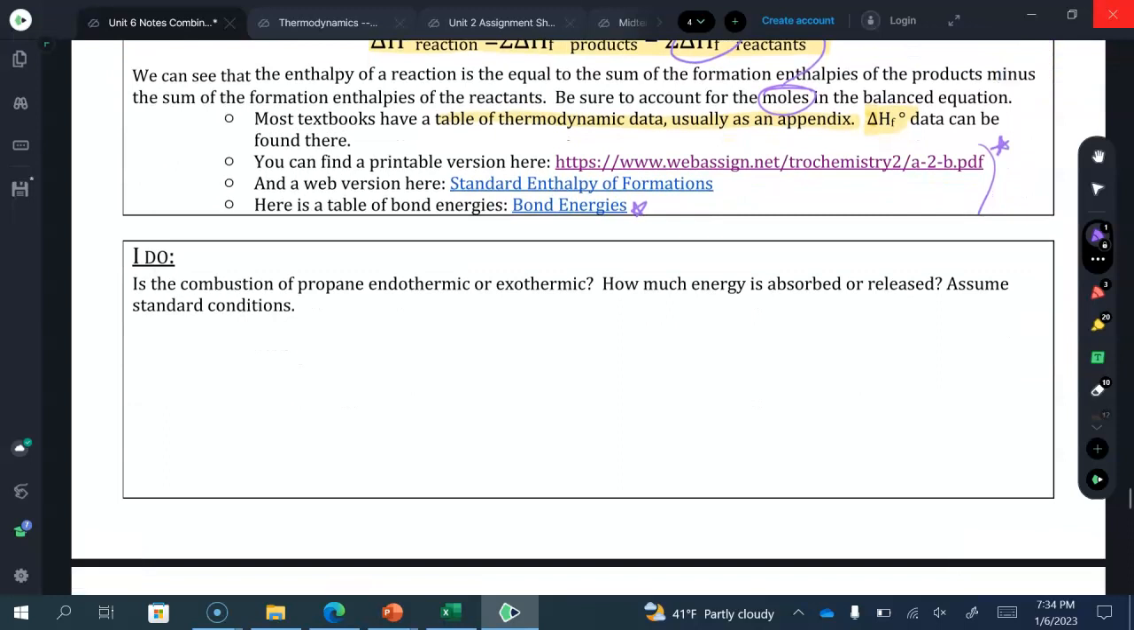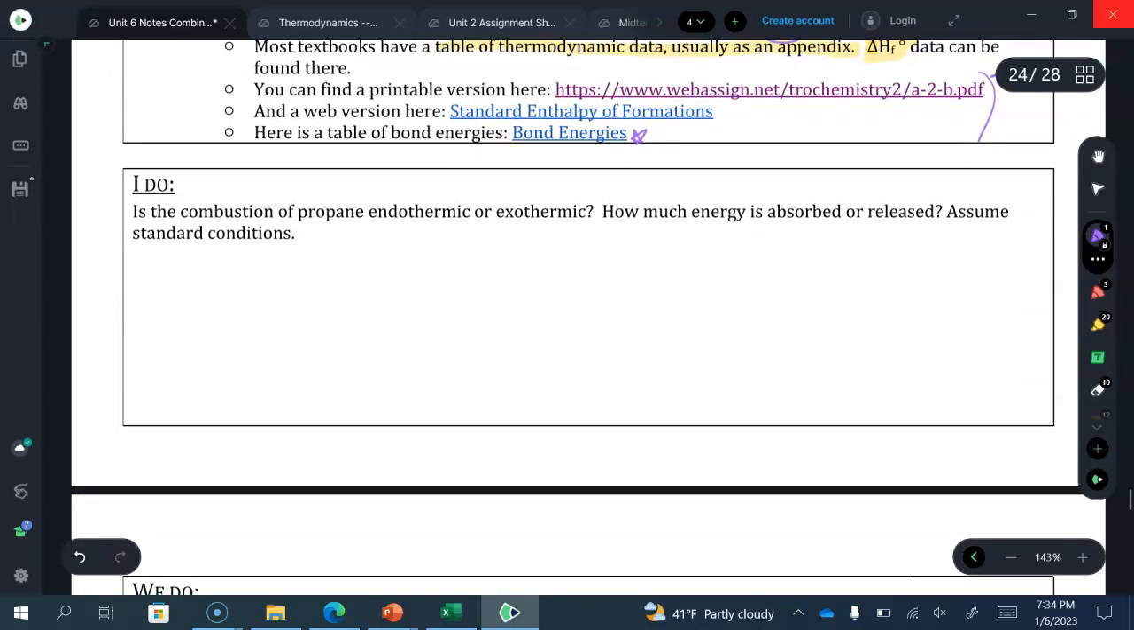Okay, so let's look at how we can apply these. Is the combustion of propane endothermic or exothermic? How much energy is absorbed or released? Assume standard conditions. We first need to look at the balanced reaction for the combustion of propane. So the formula for propane is C3H8, and that is a gas. Plus oxygen gas, because it's combustion, so it's always going to burn in the presence of oxygen. And any combustion always yields carbon dioxide gas and water gas.